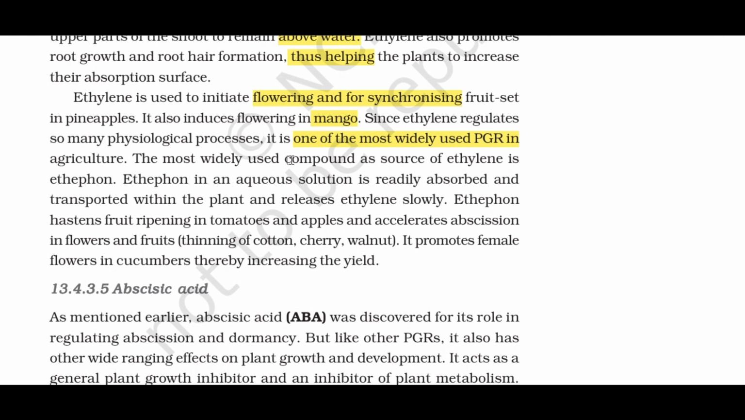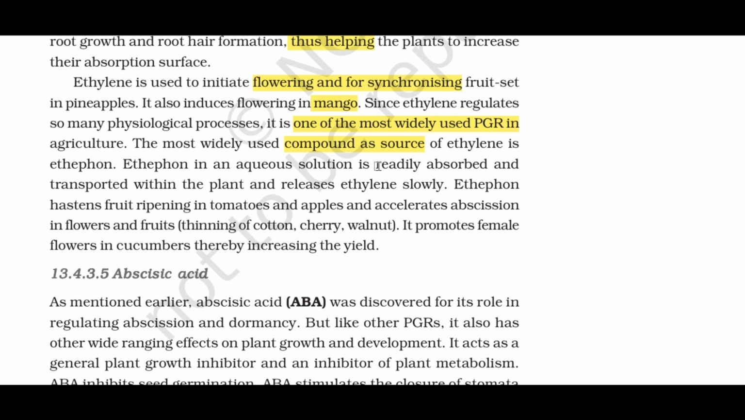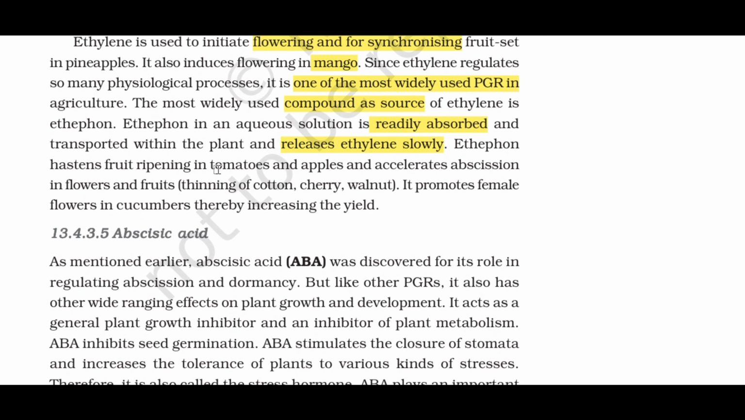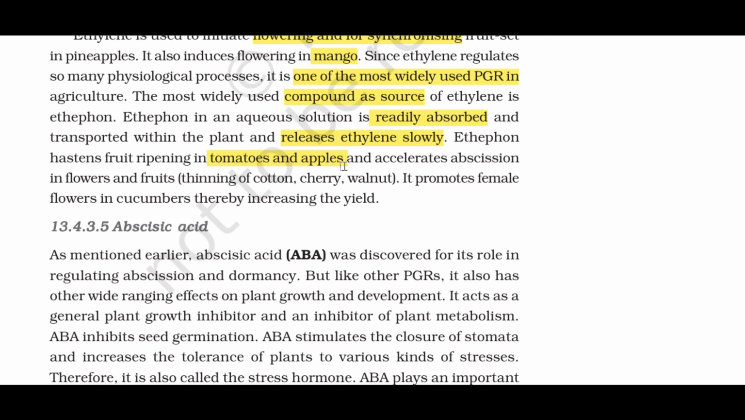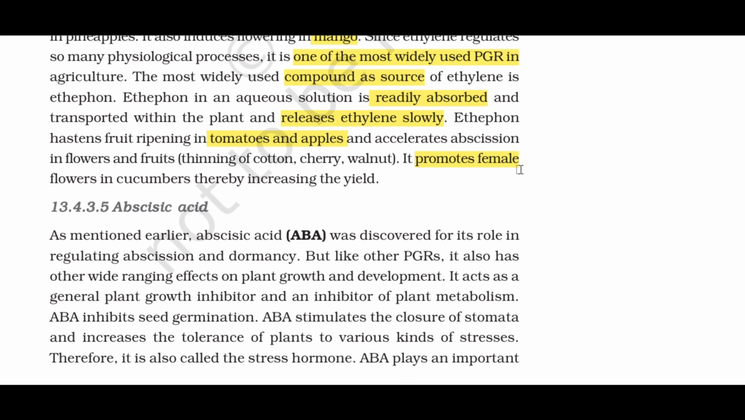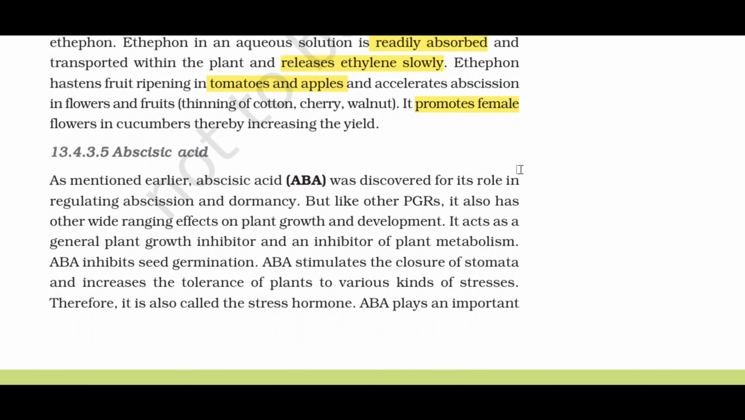The most widely used compound as a source of ethylene is ethephon. Ethephon in an aqueous solution is readily absorbed and transported within the plant and releases ethylene slowly. Ethephon hastens fruit ripening in tomatoes and apples and accelerates abscission in flowers and fruits, thinning of cotton, cherry, walnut. It promotes female flowers in cucumbers, thereby increasing the yield.